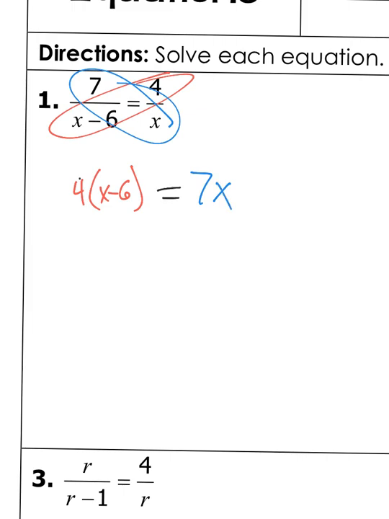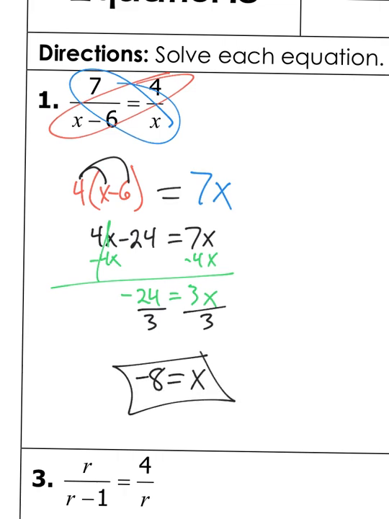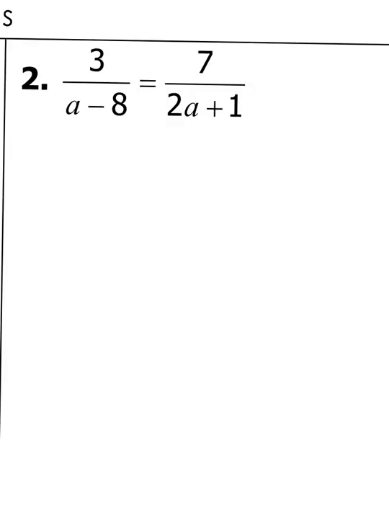Okay. Now that we do that, I'm just going to solve this just like I would in algebra 1. Distribute. Bring all the variables to one side of the equation. Divide by my coefficient to get my variable by itself. And I'm done. All right, next, it's a little more complicated, but it's the same method.